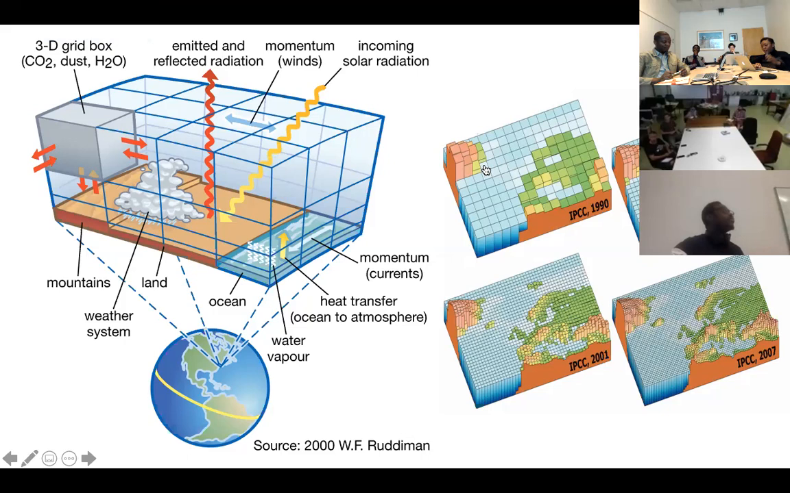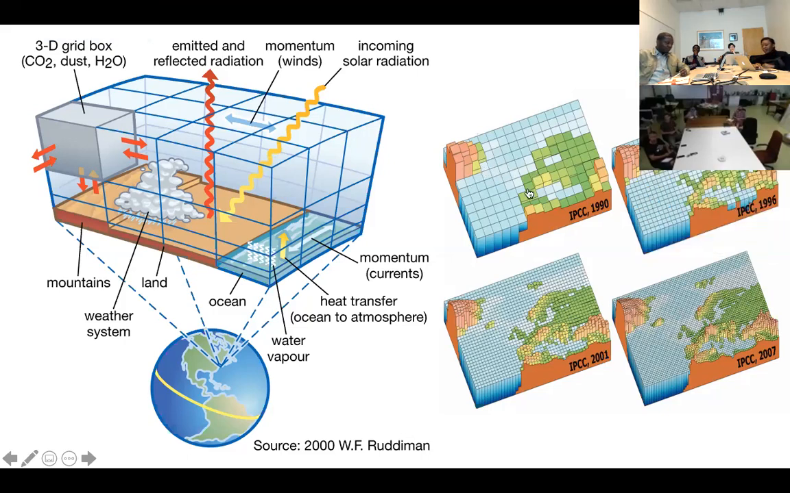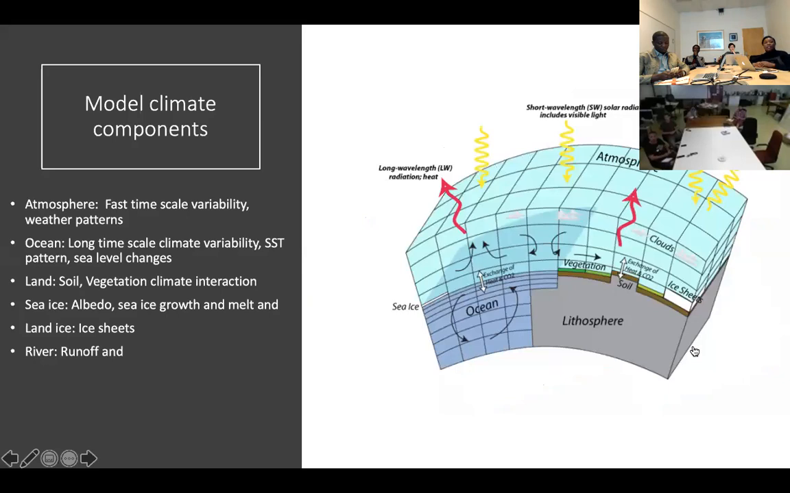This is showing the generation of climate models from the 1980s, and how the resolution has increased over time. Now we have very, very high resolution models, but they are really expensive. In the next slide, I will talk about each climate component, which are basically coupled together in the Earth system model.